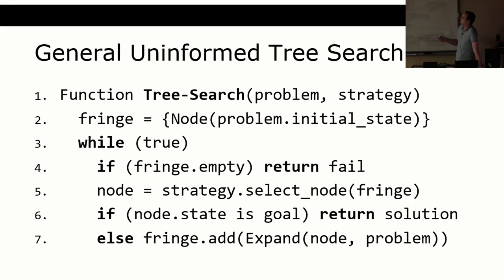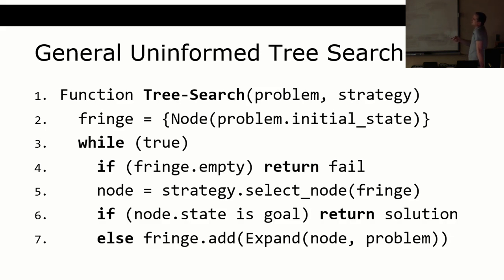And so you start off with the fringe, and the fringe is going to be just initially the problem's initial state. So you construct a node based on the initial state of the problem. That's the root node of your search. And then this is the underlying search algorithm. So while true, so repeat this forever. Now in practice, you're going to have a time limit or something, but you repeat forever.